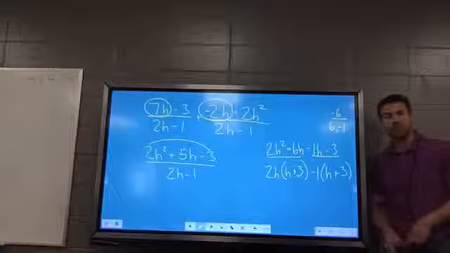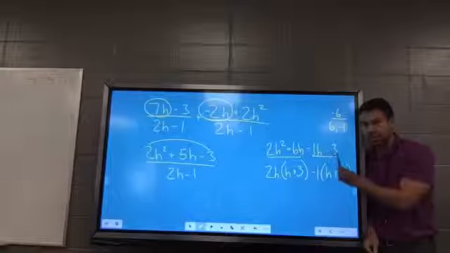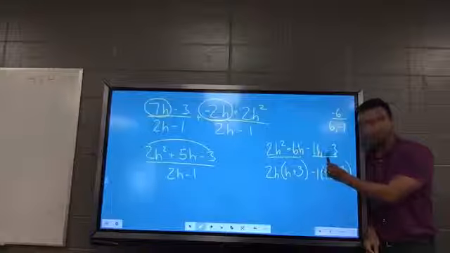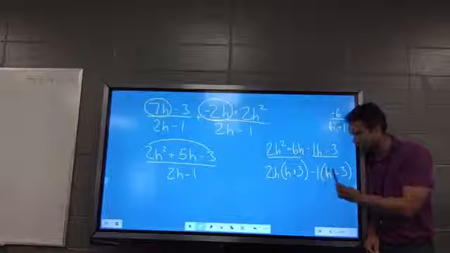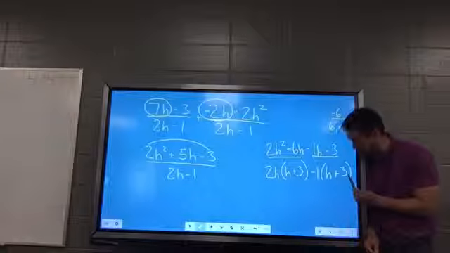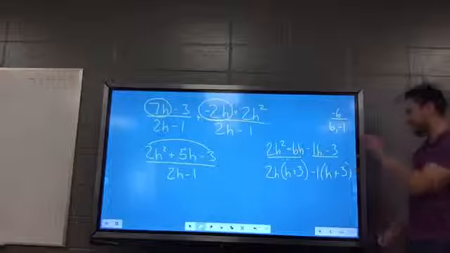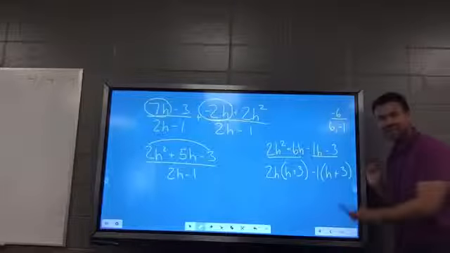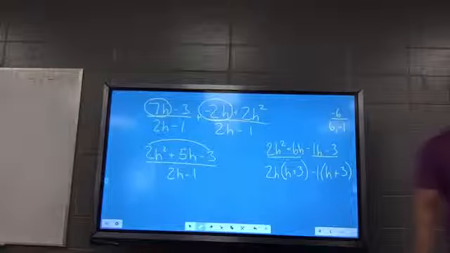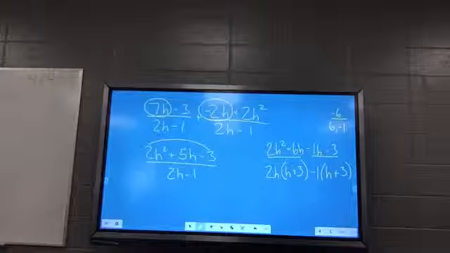Listen to me right now. You need to understand what this is right here. Negative 1h minus 3 is also known as negative 1 times positive h times positive h plus 3. This is the same as that. I'm telling you right now, you need to understand that because I'm going to require it on a future problem.